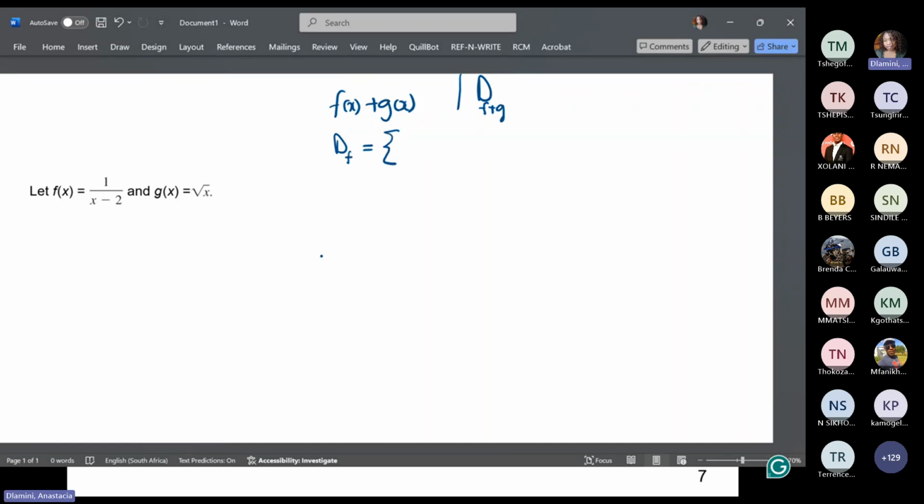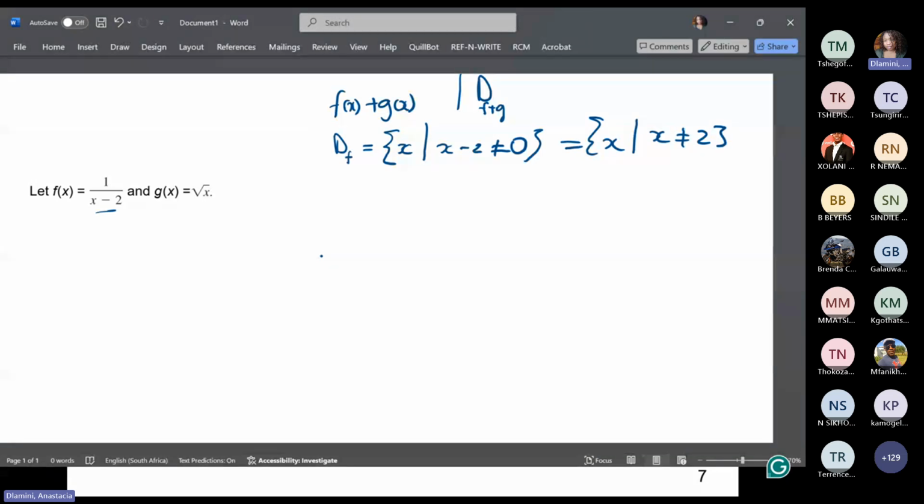Anyone, everyone? x cannot be 2. Thank you. We said x is an element of real numbers such that x minus 2 cannot be equal to 0, meaning that the denominator here cannot be equal to 0. So this will give us x such that x cannot be equal to 2. There's no way I'll not ask you to find the domain in the exam. I'm just telling you. Don't say I didn't warn you.